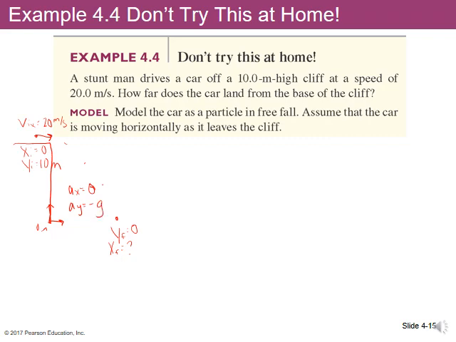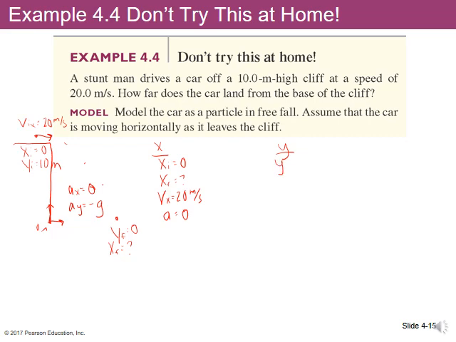Now, I think it's a good idea at this point to make a little table of what we know about the x and the y directions. So in the x direction, what do we know? Well, we know that the initial x position is 0. The final x position, we don't know. We know the velocity in the x direction is 20 meters per second, and that's initial, final, and everywhere, because we also know that the acceleration equals 0.